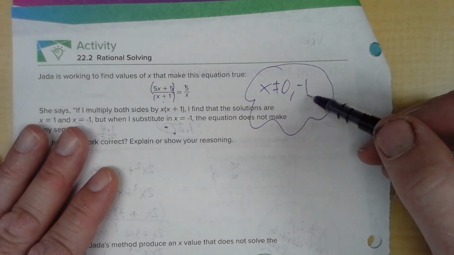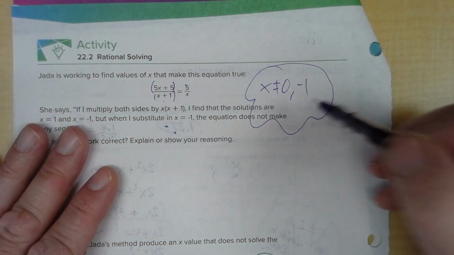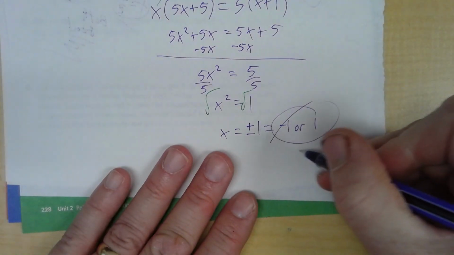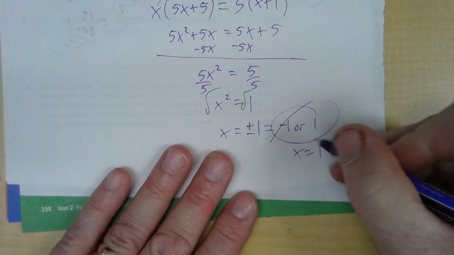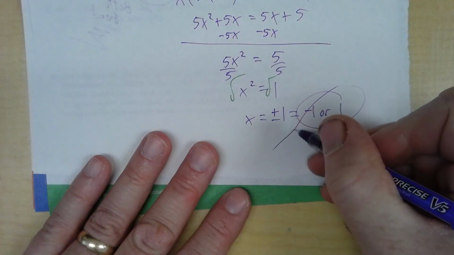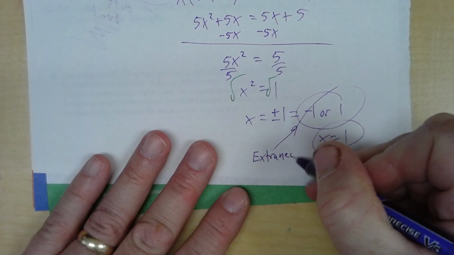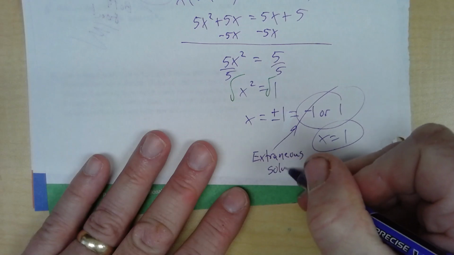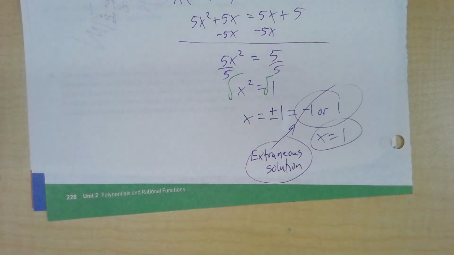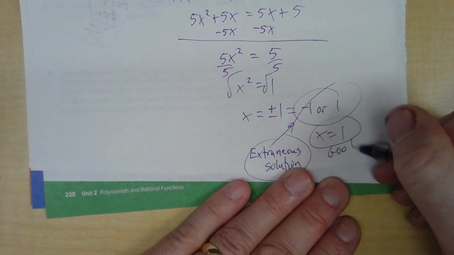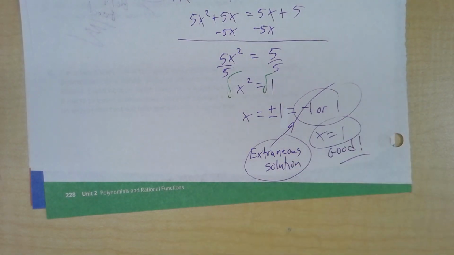But then when you go look at the puffy cloud, -1 can't work in the original problem. So you can't put -1 back in the original problem. So this gets canceled out. So x equals 1 is the only solution. And then the -1, we call that an extraneous solution. Extraneous is extra, but extra in a bad way. So it's an extra solution that's bad. So this is the good solution. Good, right? Bad. All right.